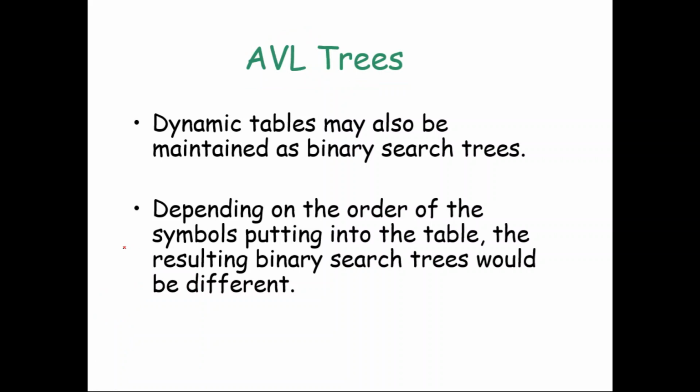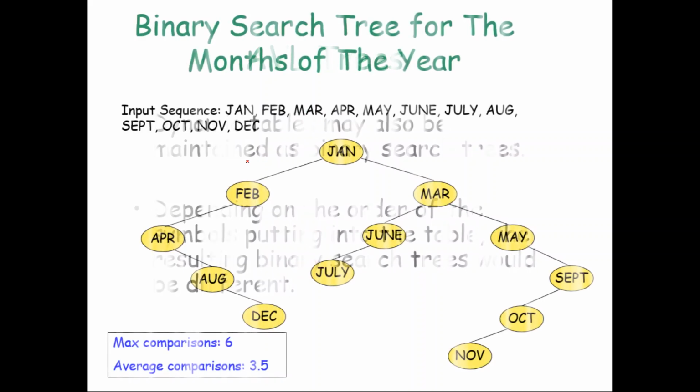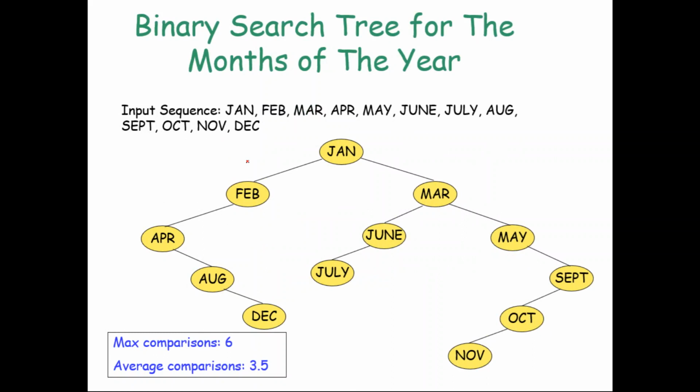A binary search tree can be used to represent dynamic values based on the key, which will be stored in the binary search tree. So let us discuss one particular binary search tree. This is a binary search tree where the input is the months of a year, and this is the order in which the input was given: Jan, Feb, March, April. It is the normal order.